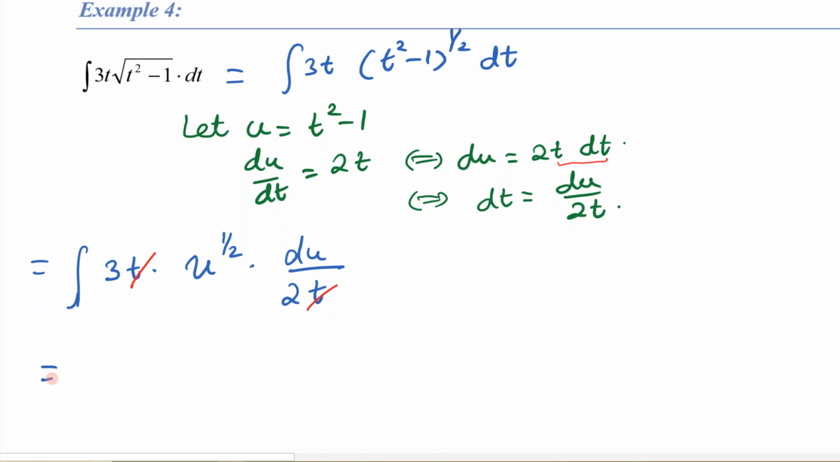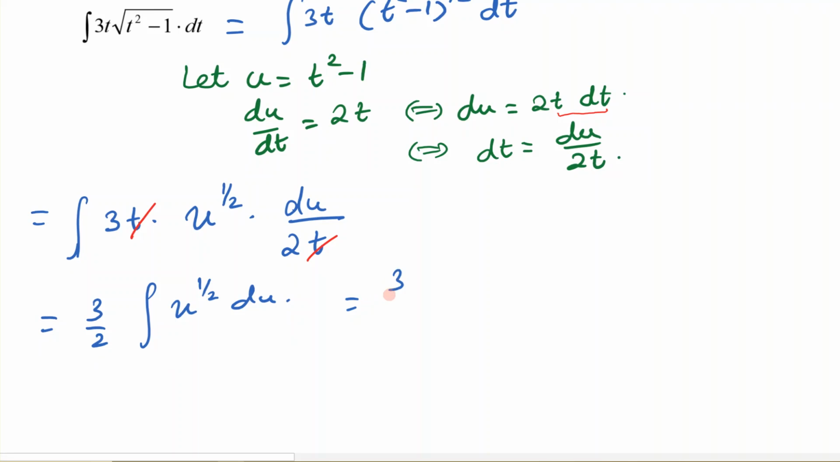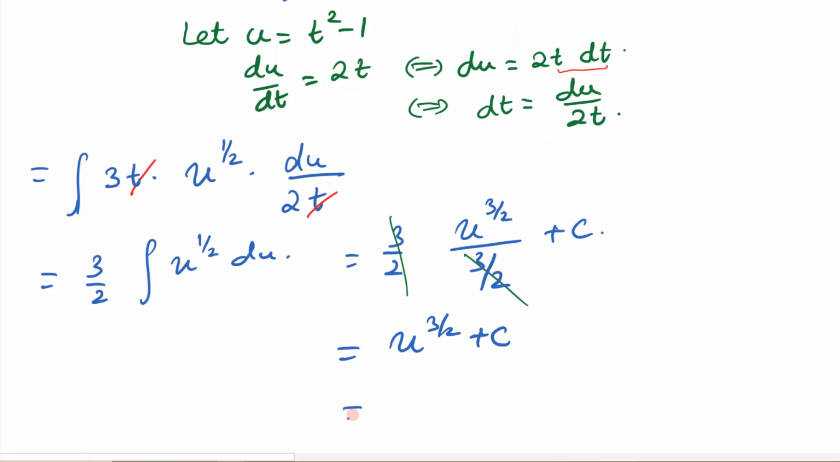Alright, so in the next step, what we are left with is 3 over 2 integral of u raised to power half du. And now we're going to use our power formula. Using the power formula, increase the power by 1, divide by the new power, plus c. We notice that 3 over 2 and 3 over 2 cancel each other, and we are left with u raised to power 3 over 2 plus c. And the last step is to plug back the original variables. So (t squared minus 1) raised to power 3 over 2 plus c. So this is the integral of the given function.